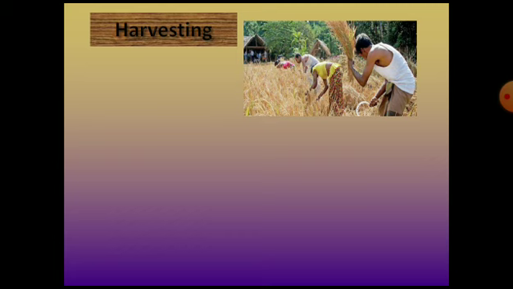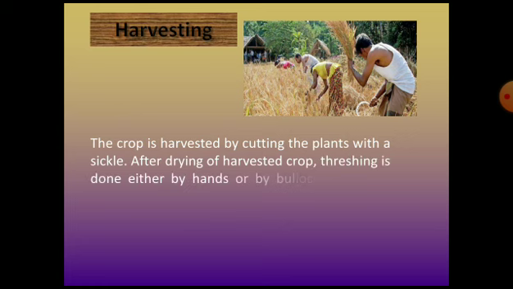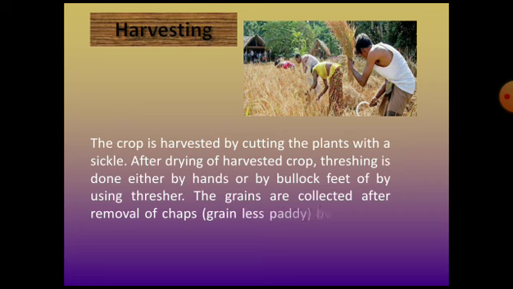Next is harvesting. The crop is harvested by cutting the plants with a sickle. After drying of harvested crop, threshing is done either by hands, by bullock feet, or by using a thresher. The grains are collected after removal of chaff. Grain is separated from the paddy by throwing it in the air.